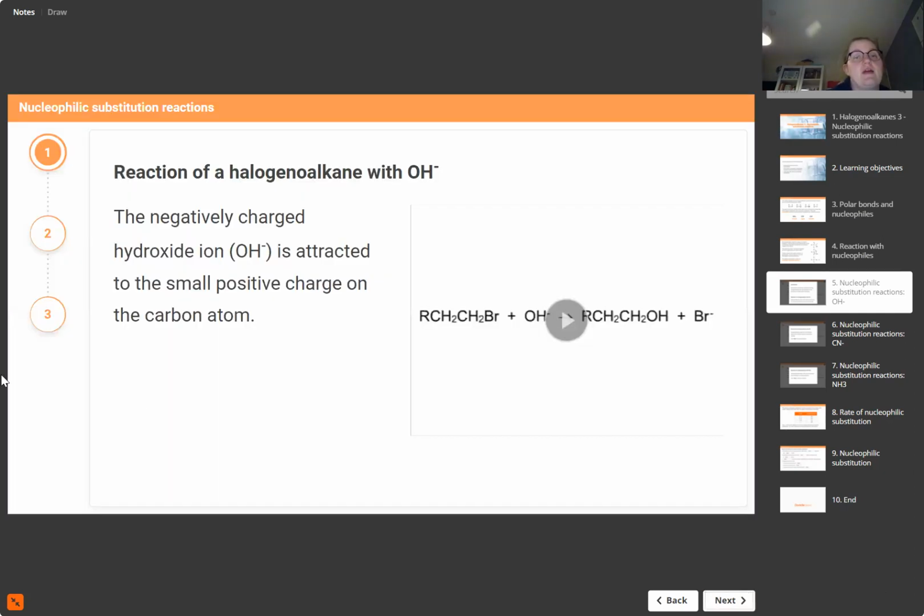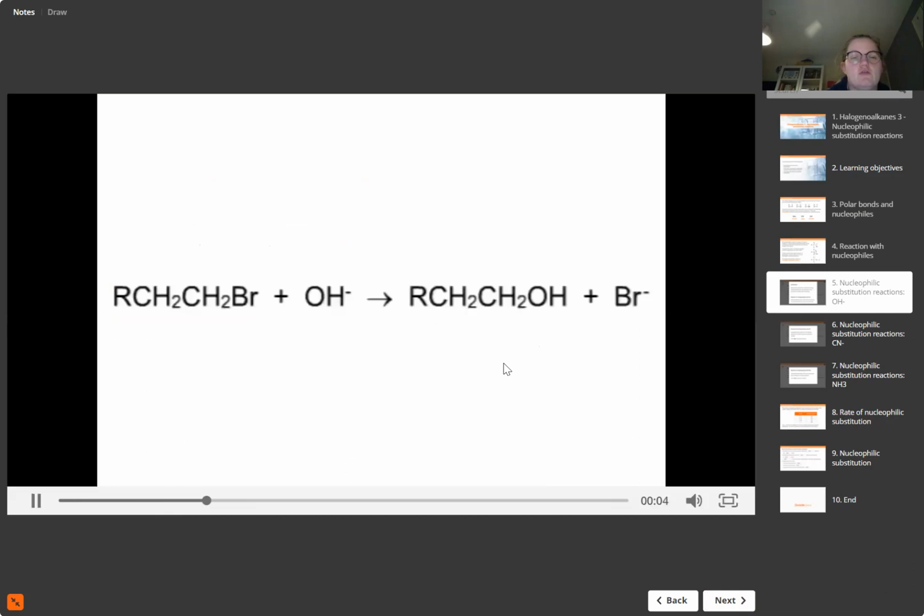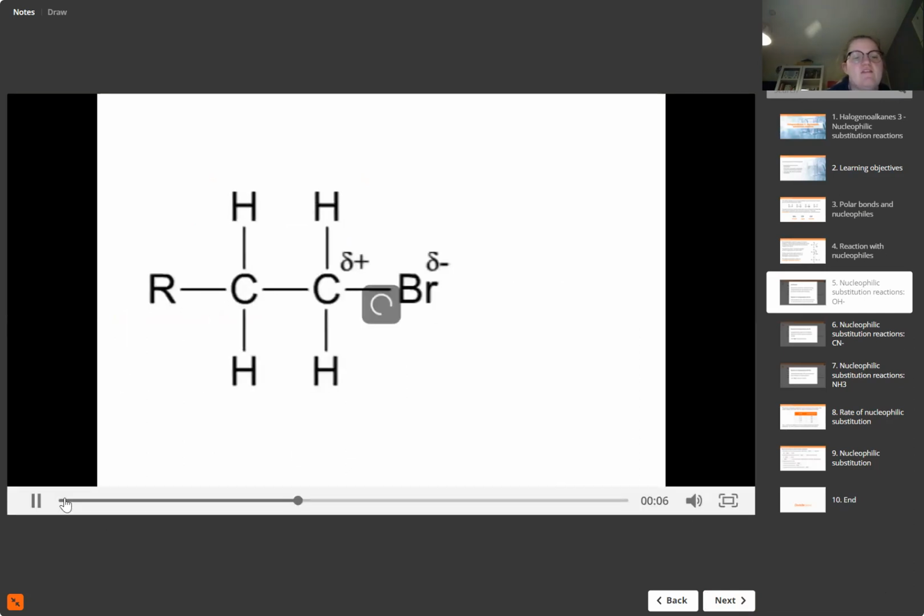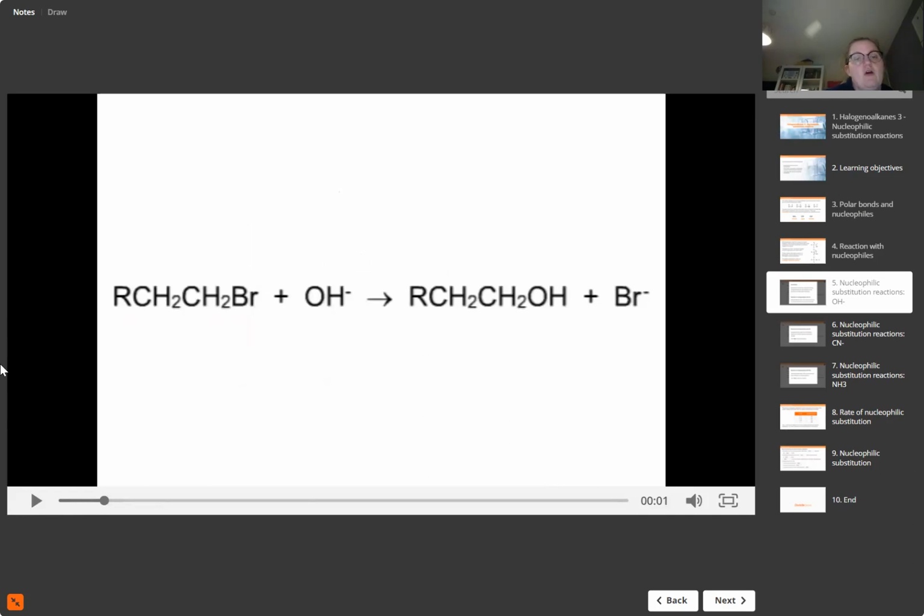So let's go through this now. Reactions of halogenoalkanes with hydroxides. We have a negatively charged hydroxide ion here. That's our negatively charged hydroxide ion, and it is going to be attracted to the small positive charge on that carbon atom here. Now we're going to show it in displayed formula structure here. So this is the reaction that's going to take place. We've got our halogenoalkane, we've got our sodium hydroxide reacting, and then this is what we start to form.